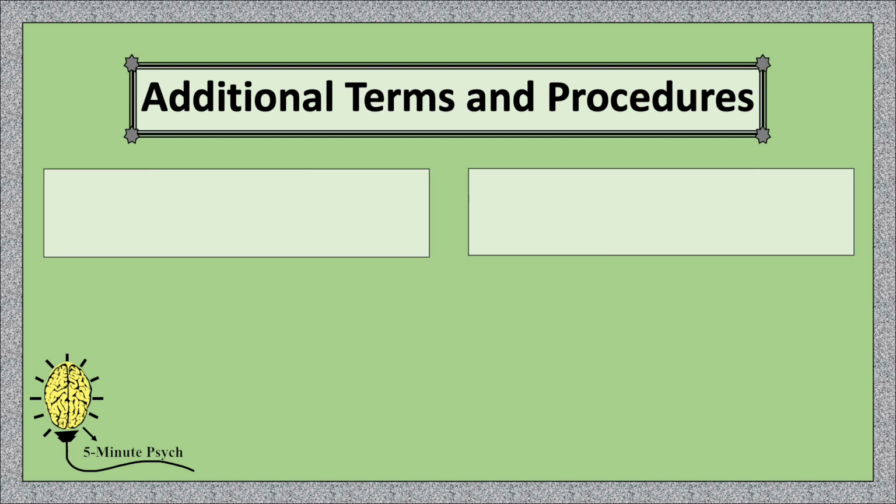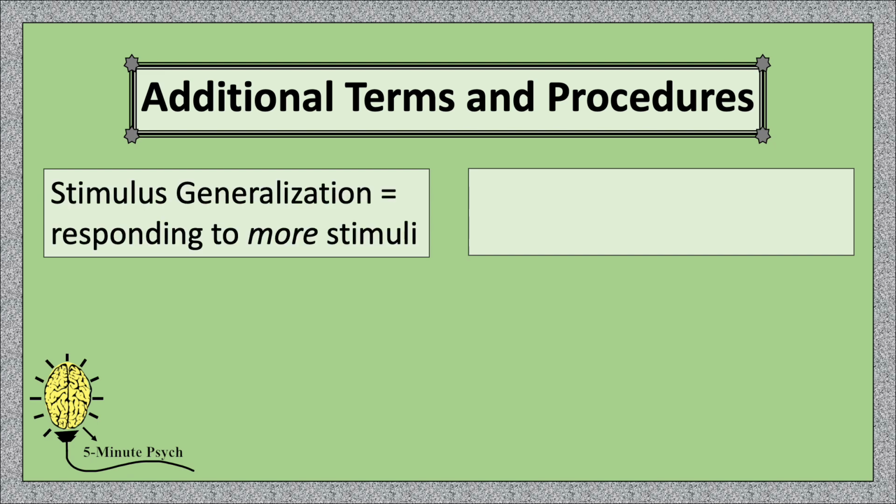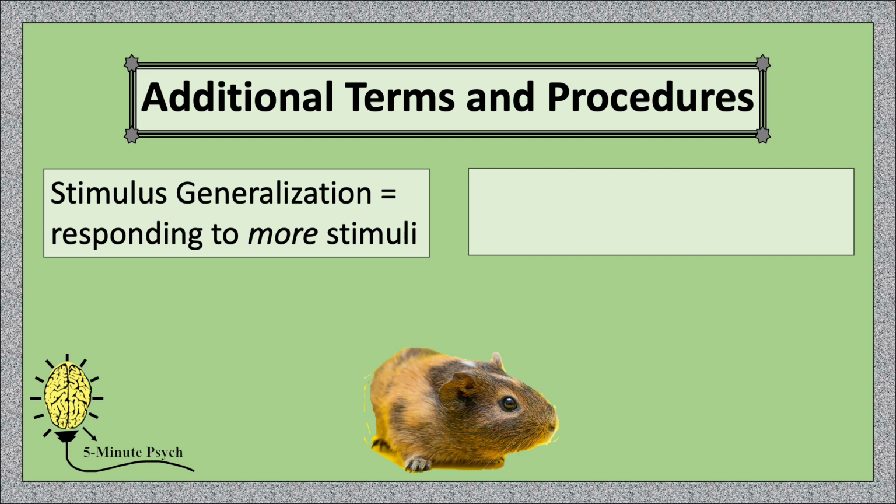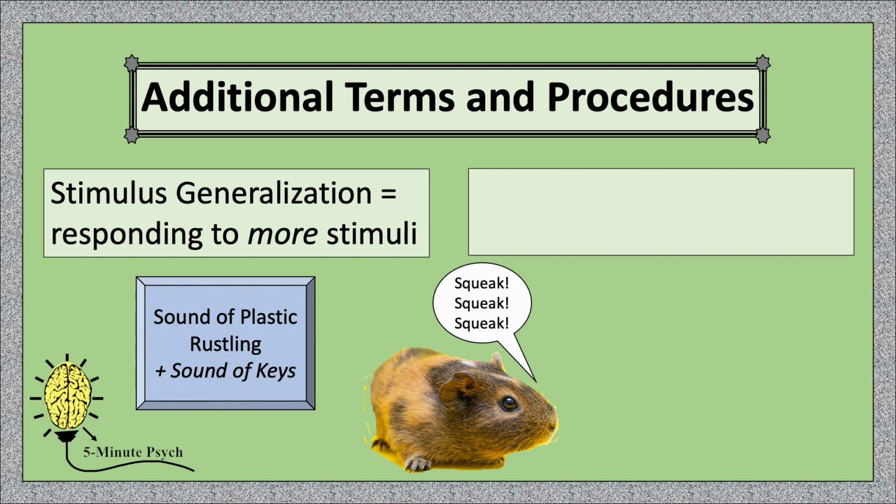Here are some additional terms and procedures found in classical conditioning. Stimulus generalization is the tendency to see a conditioned response to stimuli that are similar to the conditioned stimulus. In other words, you see responses to more stimuli. With Sammy, she began to squeak not only to the sound of plastic rustling, but also to the sound of keys jingling.